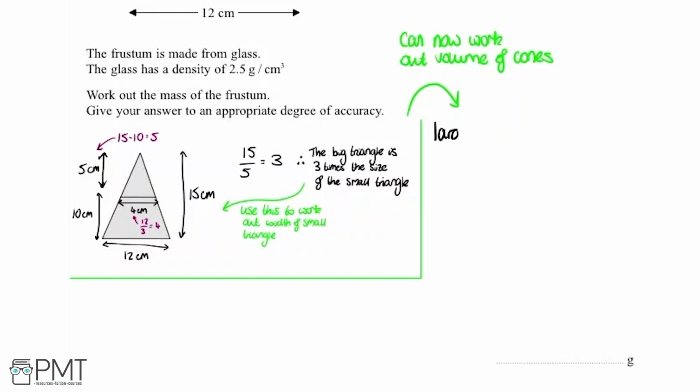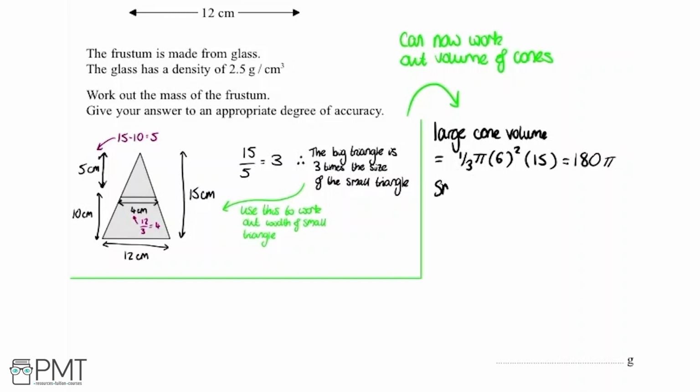So for the large cone, using the formula for the volume of the cone in the box above, the volume is going to equal a third times pi times the radius squared, and radius is half the diameter, so it's going to be 6 squared multiplied by h, which is 15. And put that into the calculator, we're going to get 180 pi. I'm going to leave this pi here for the minute just to make it a bit easier.